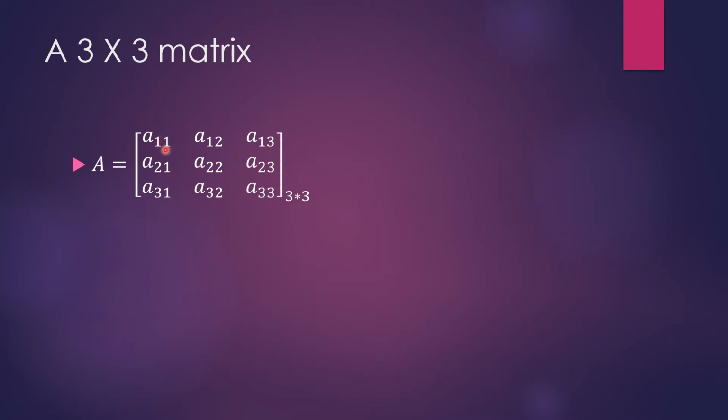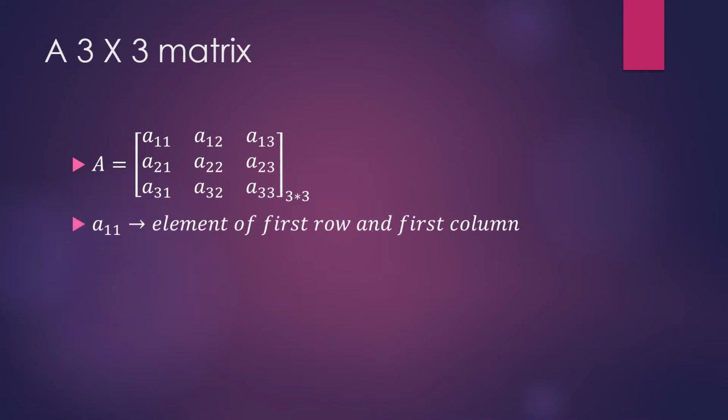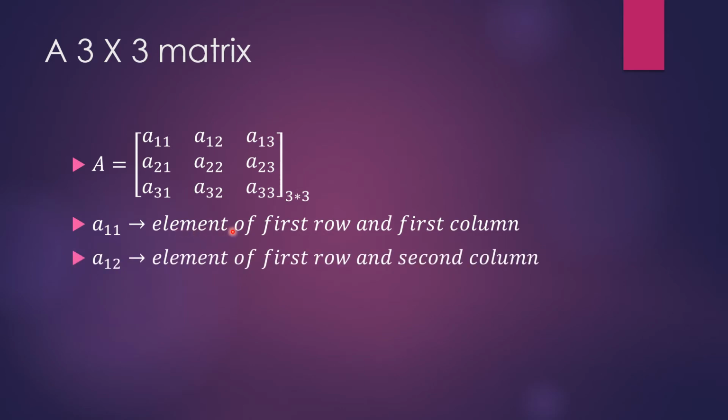These suffix addresses are very important. Previously I had written this as ij, where i was the ith row and j was the jth column. So here it is first row and first column. This is what I told you all. A11 is the element of first row and first column, and the element of first row and second column is A12.